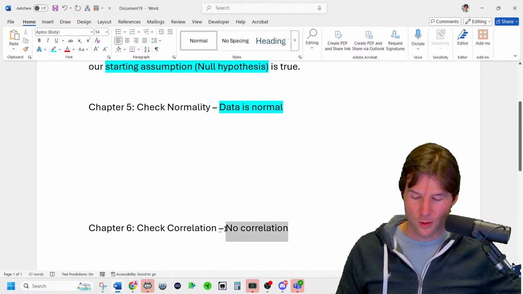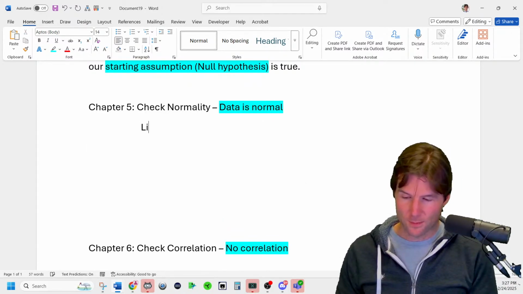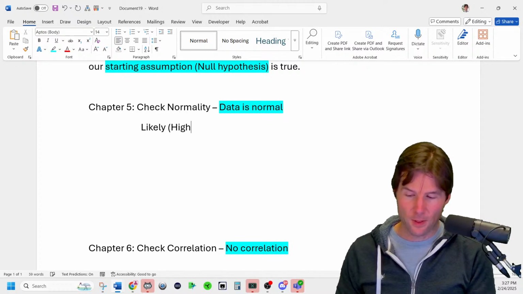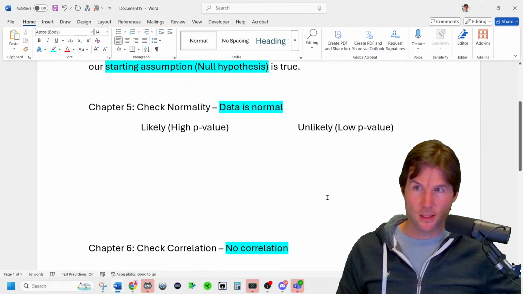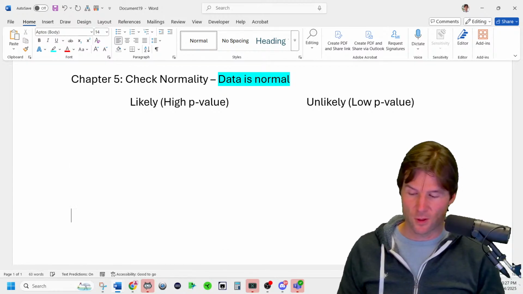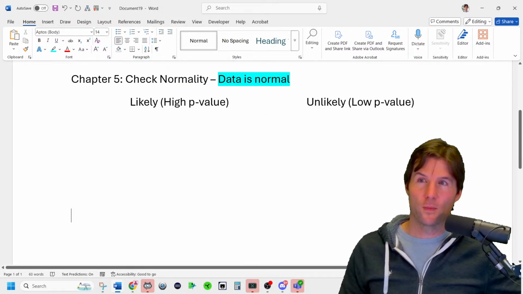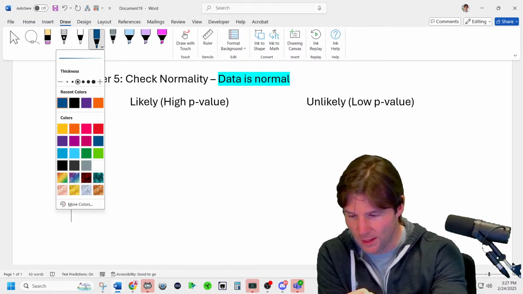Now, what we want to do is think about what is likely to see if the data is normal. So we're going to put here a likely result, and this would be a high p-value, a very probable result. And then we can put here an unlikely result, i.e. low p-value. So think, if the data is normal, what would be a likely thing to see? If the data is normal, we're only focusing on this first one here.